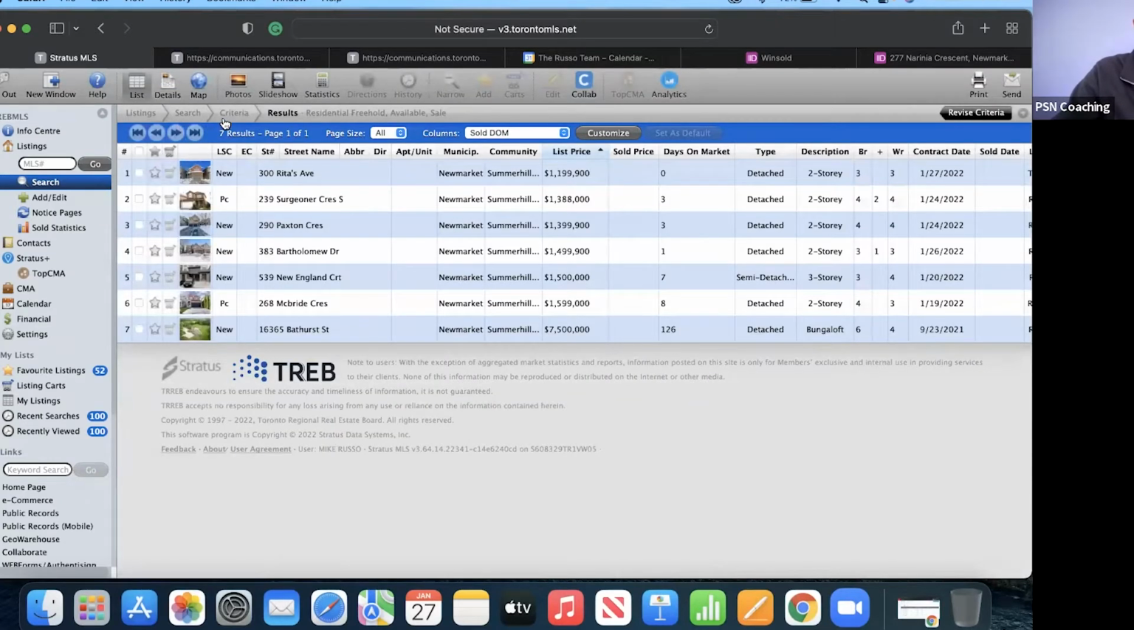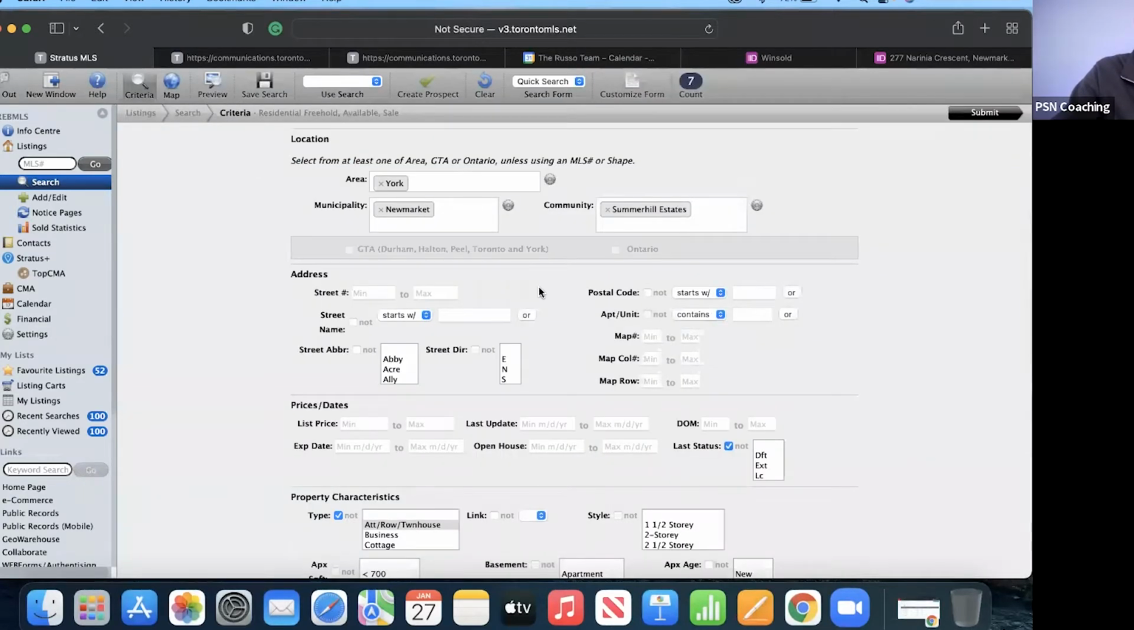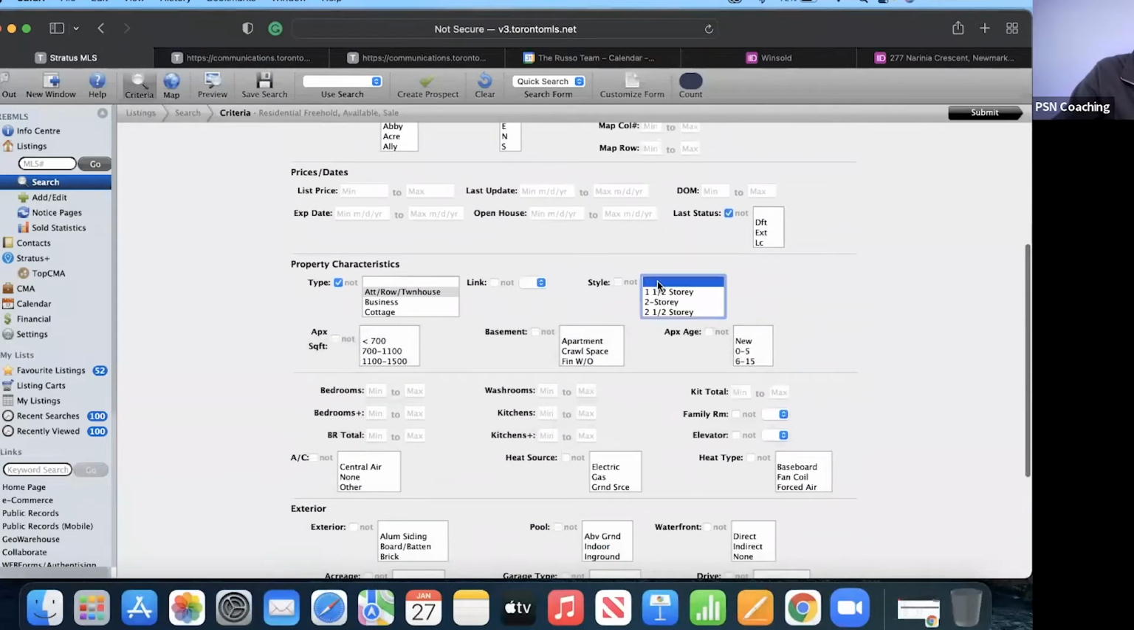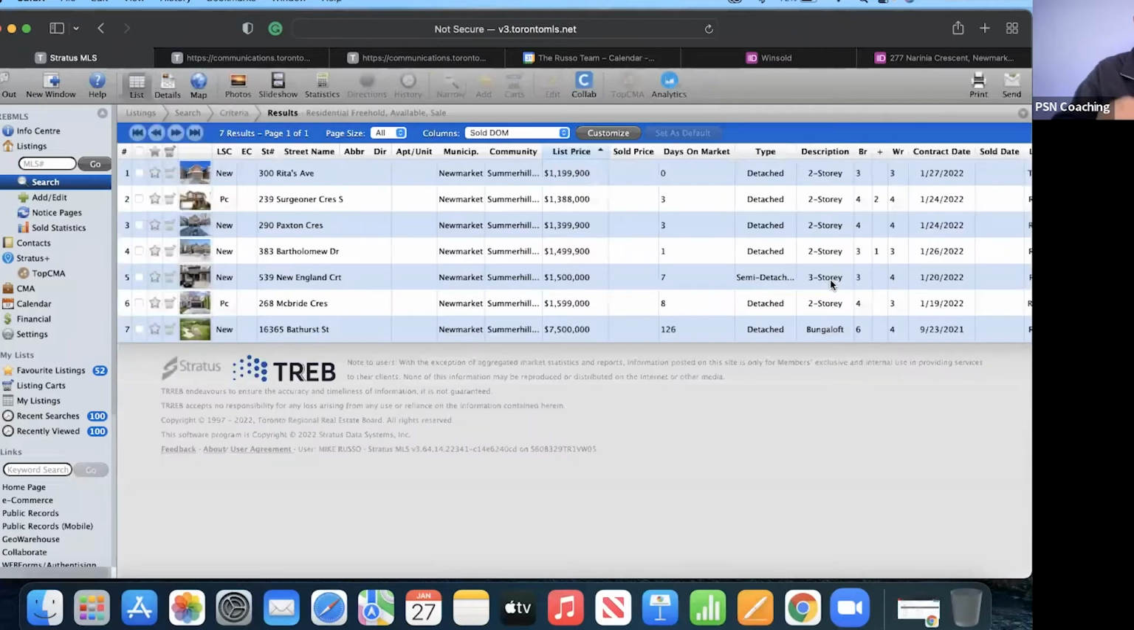Actually, let's go back to that criteria for a quick second. Of those 7 homes, how many of them are bungalows? Zero, not a single bungalow. Okay, cool. So we're going to go back to all of them. We know now that if we were to list this home today, we are the only bungalow, which is a very sought after product in the Summerhill area.